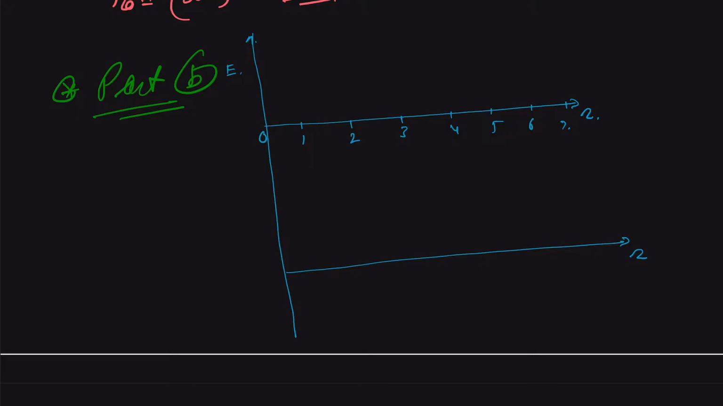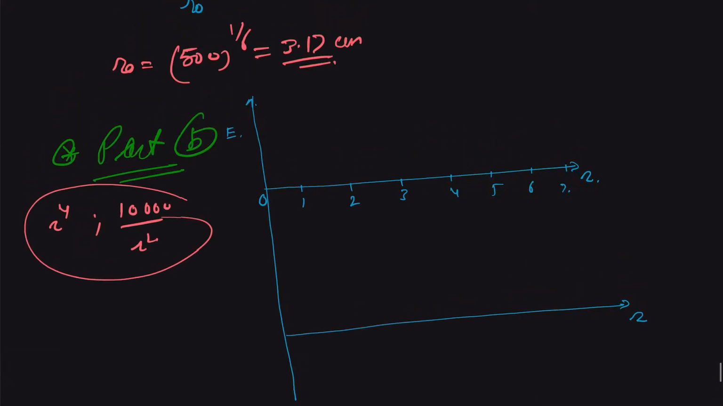and we already know that this energy has two components. One is dependent upon our R^4 and the other one is dependent upon 10,000 divided by R^2. So energy is dependent upon two parts. One is our R^4 and another one is our 10,000 divided by R^2. So we are going to approximately plot these individually, and then we can make an approximate guess about this particular graph.